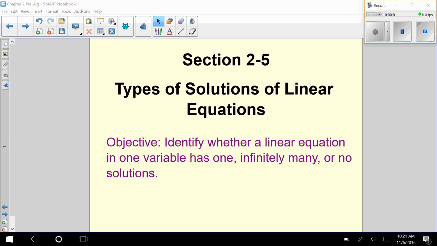This is section 2.5, types of solutions of linear equations. Our objective today is to identify whether a linear equation in one variable has one, infinitely many, or no solutions. A linear equation in one variable is quite simply the type of equation we've been solving. We're going to have one variable, and there's going to be no powers other than a 1 on your variable.